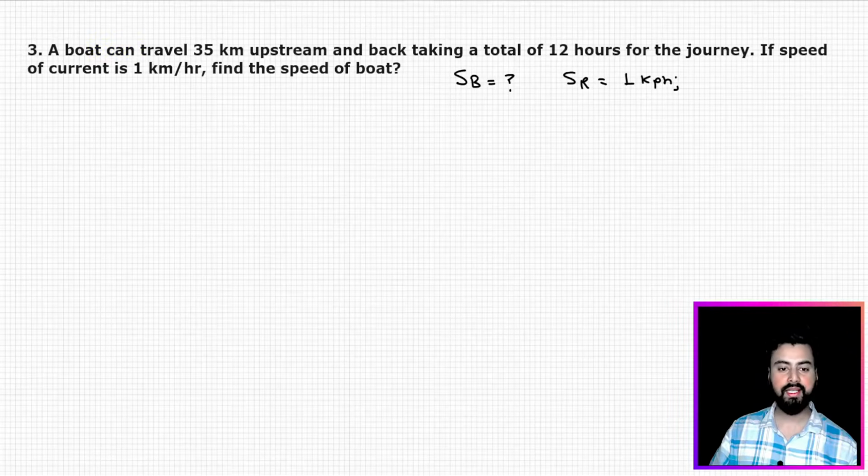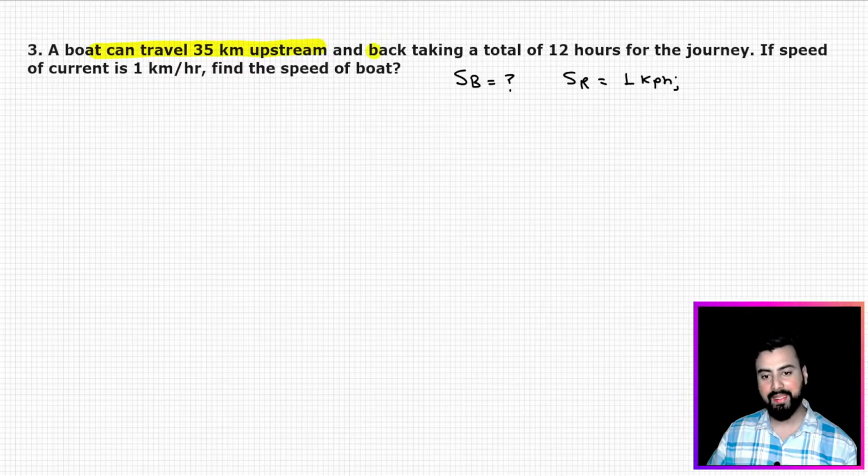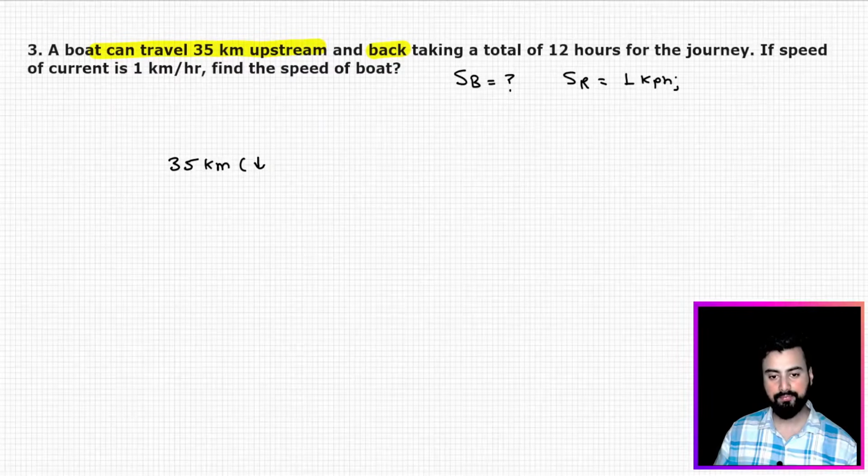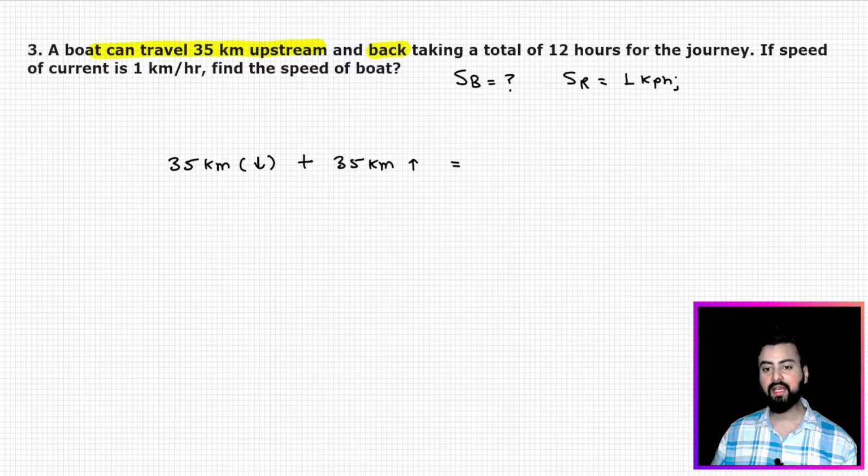Now, if you read the condition, it says a boat can travel 35 kilometer upstream and back, means 35 kilometer downstream, taking a total of 12 hours for the journey. So what boat is doing? Boat is traveling 35 kilometer downstream and 35 kilometer upstream, taking a total time of 12 hours.